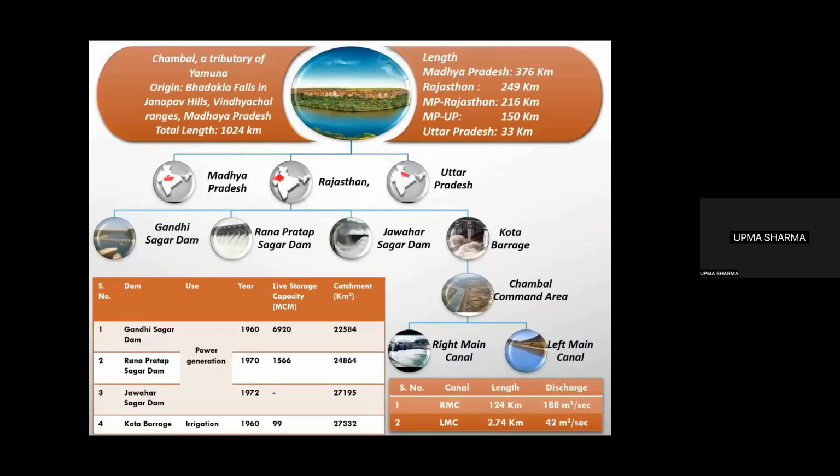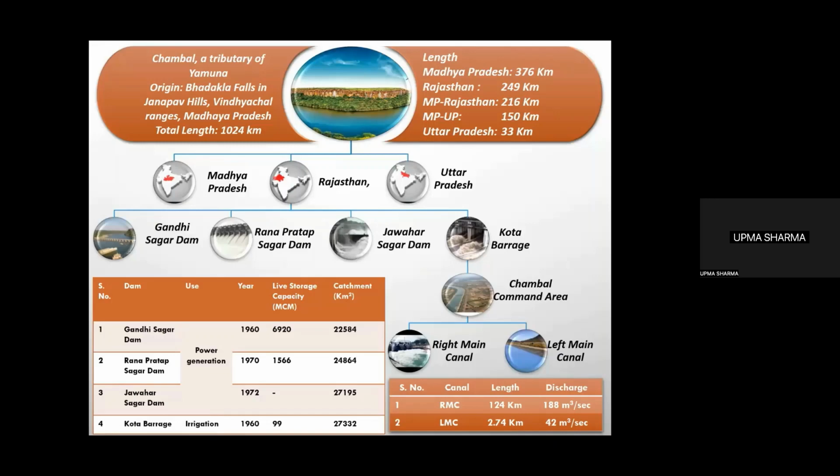Coming to the next, this is my study area. You can see the Chambal command area, which is my study area. The Chambal is a tributary of Yamuna, and it originates from the Bhatkala Falls in Janapav Hills, Vindhyachal Ranges, Madhya Pradesh. Its total length is 1,024 kilometers.